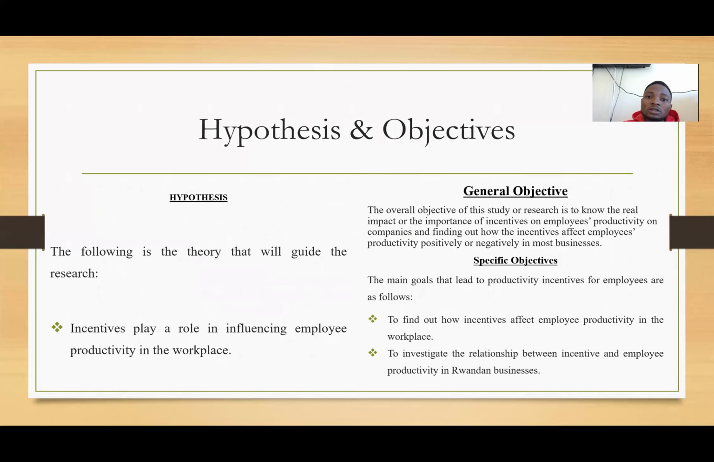Let me talk about the hypothesis and also some objectives. As we know, the hypothesis here, the following is the theory that will guide the research: incentives play a role in influencing employees' productivity in the workplace.